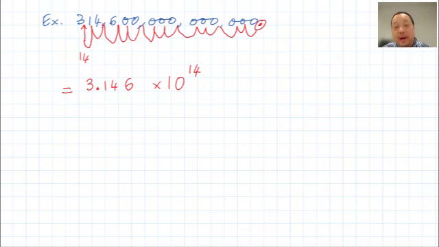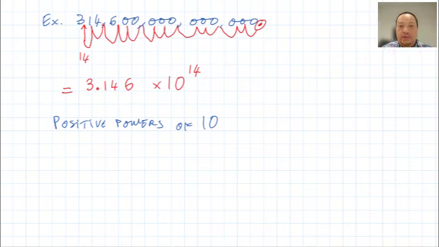That's how you work with positive powers of 10 in scientific notation. Positive power of 10, because it's 1 followed by a bunch of zeros, it relates to large numbers. Now let's talk about what happens with negative powers of 10.